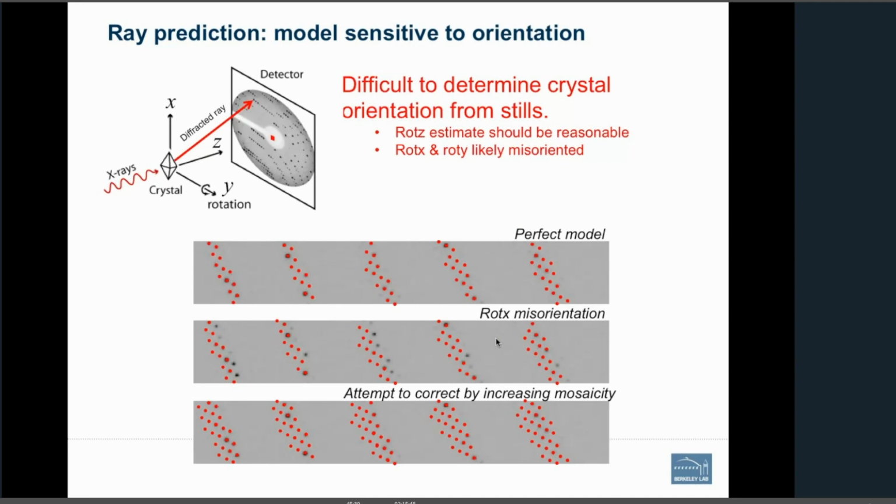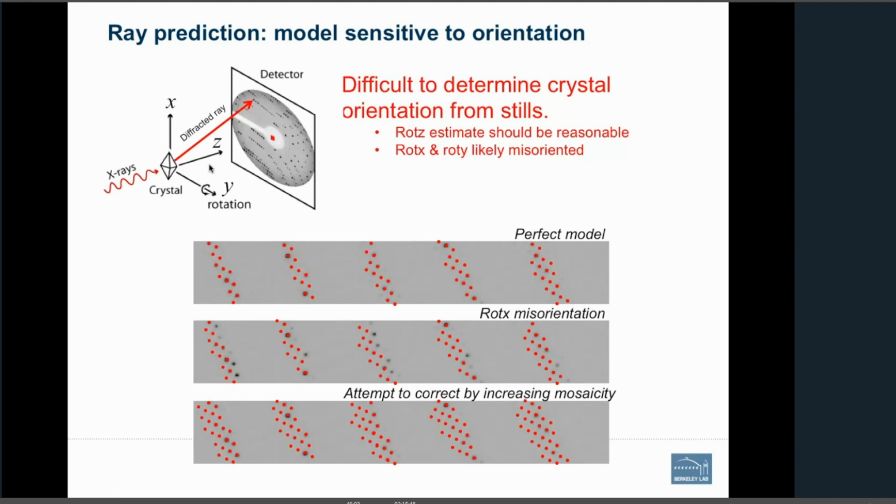So getting the crystal orientation matrix becomes difficult in a subtle way. The crystal orientation matrix consists of three angles of rotation around the X, Y, and Z axis of the crystal. The rotation around the Z axis is very easy to get. As the crystal rotates around the Z axis parallel to the beam, the entire diffraction pattern moves in concert around the beam.